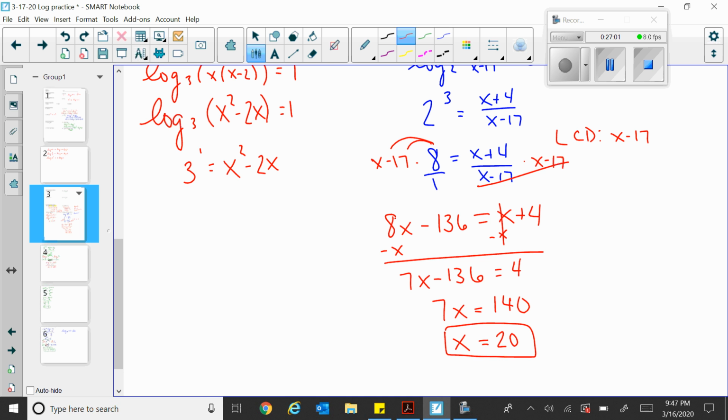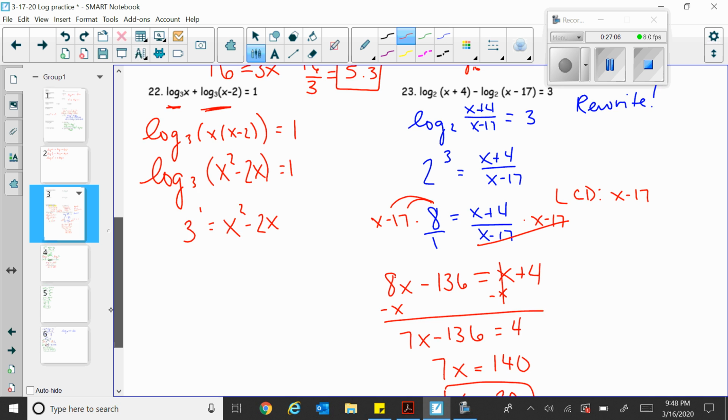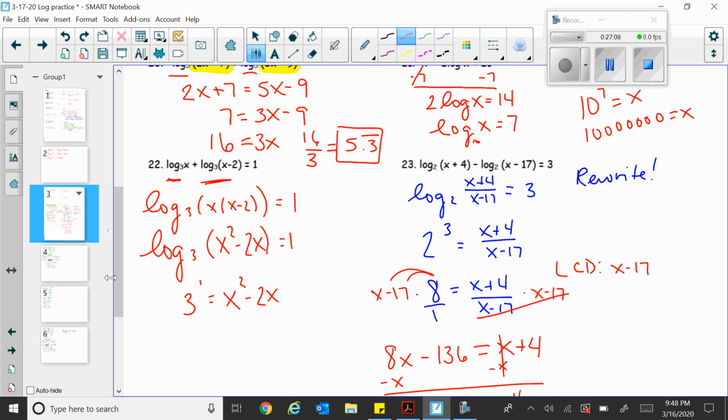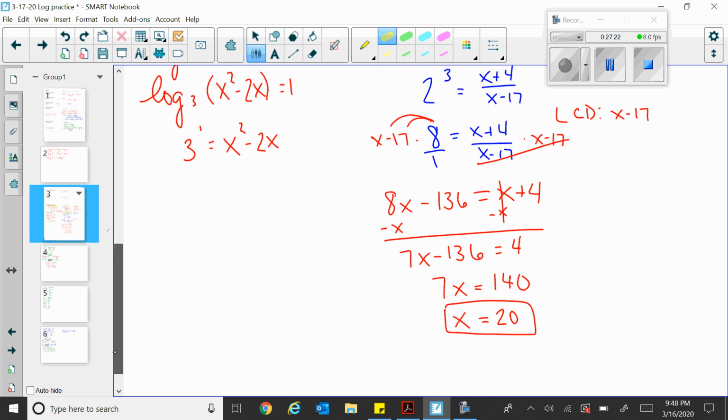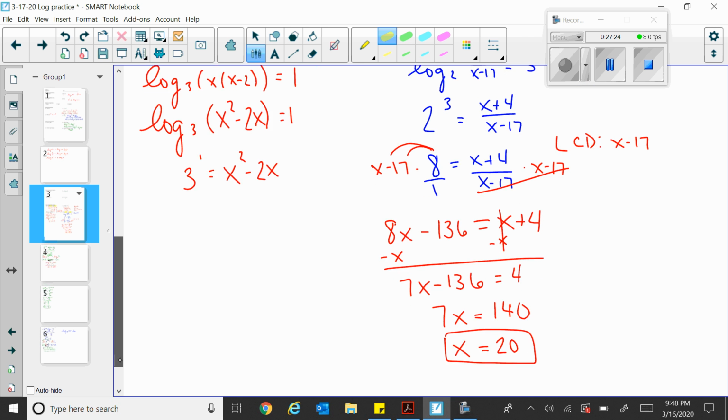Now again, go back and double check your answer. If you go back and you plug in 20, all the way back up here to the top, if you plug in 20 right here, you're going to get 24, which is a positive number. If you plug in 20 here, you're going to get 3, which is also a positive answer. So you're good to go. So your answer for that problem after all that work is x equals 20.